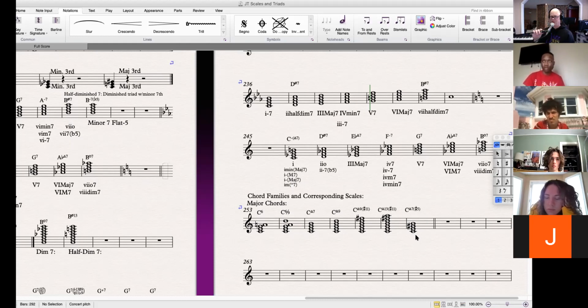And of course, you can build the major extensions above it that we use over here. 9, natural 9, sharp 11, and natural 13. Any questions about the major chords?